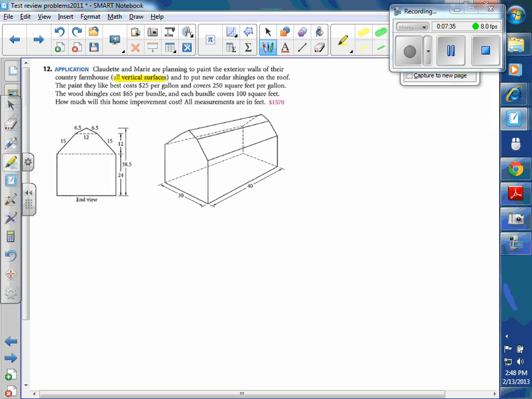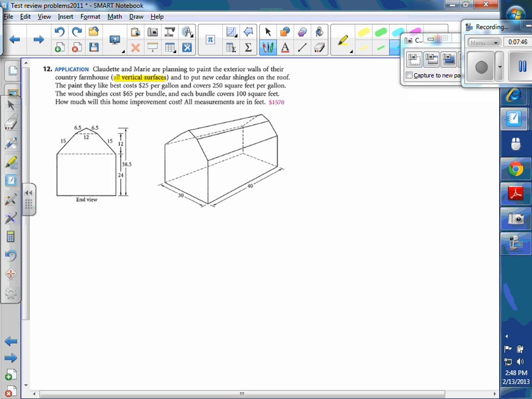So we're going to paint vertical surfaces, right? And we're going to put shingles on the roof. So the roof gets shingles, no, just the roof, right? They tell you about the cost of the paint, $25 per gallon, and how much it covers. So that's all about vertical surfaces, right? But the shingles are $65 a bundle, and a bundle covers 100 square feet.